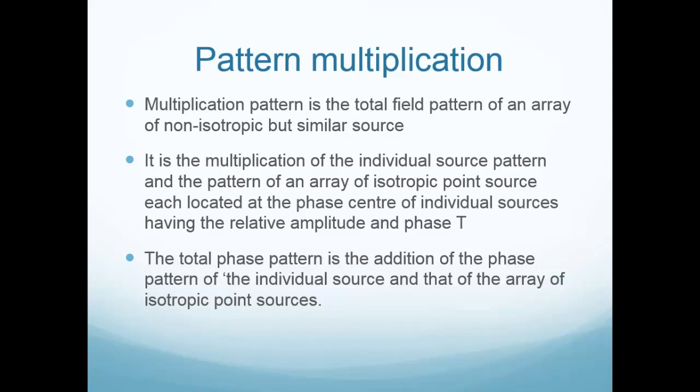Next, it is the multiplication of the individual source pattern and the pattern of an array of isotropic point sources, each located at the phase center of the individual sources, having the relative amplitude and phase. The total phase pattern is the addition of the phase pattern of the individual source and that of the array of isotropic point sources.